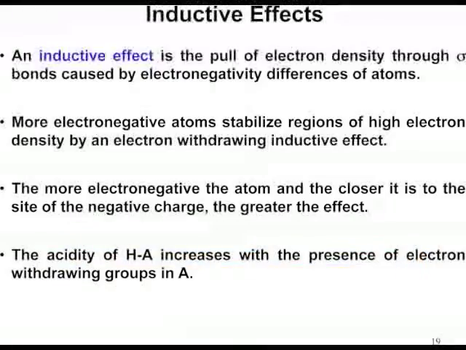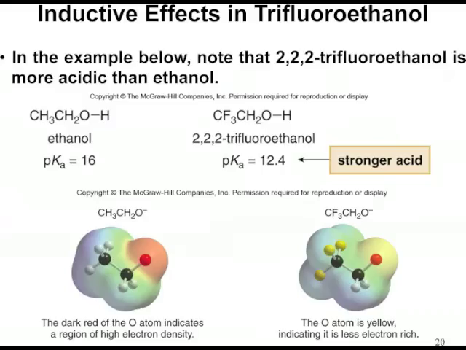Inductive effects describe the pull of electron density through sigma bonds. Sigma bonds are single bonds, so they describe how the various electronegativities of elements forming a bond influence the electron distribution in a molecule, and again, elements withdraw and push electron density through single bonds.